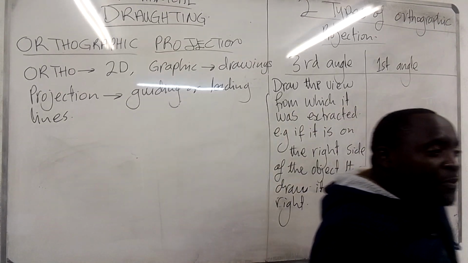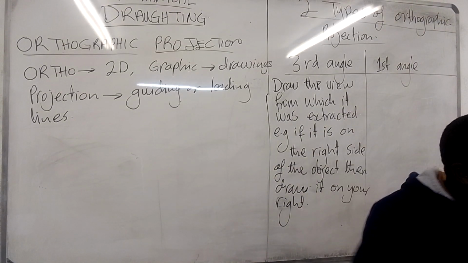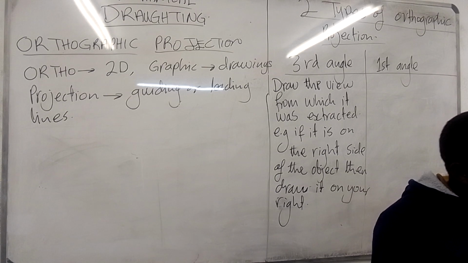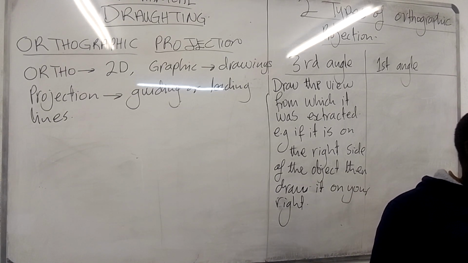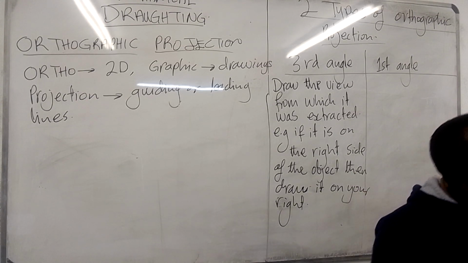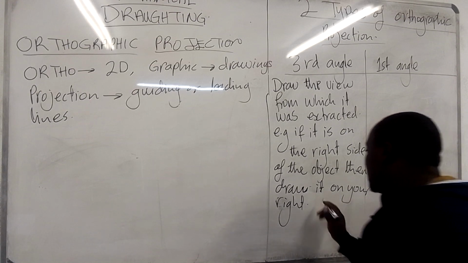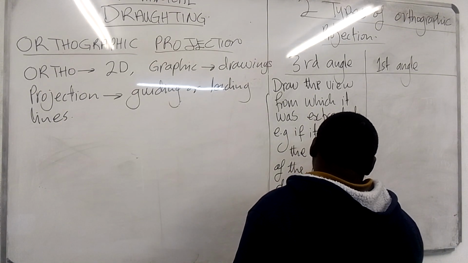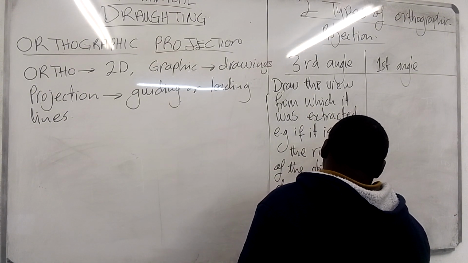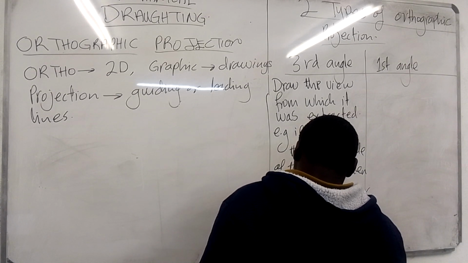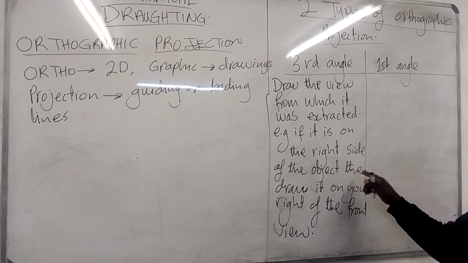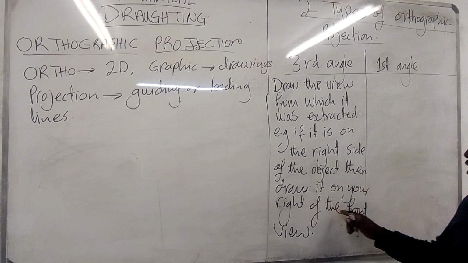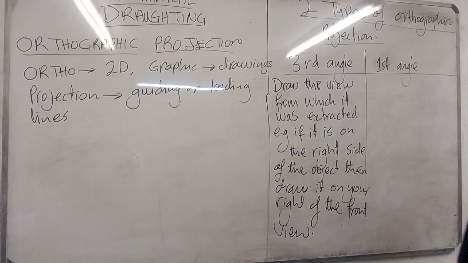So if the object, when you are looking at it, it is on the right hand side, that view you are looking at on the object, it's on the right hand side. Draw it on the right. Don't go and draw it on the left. No. Don't draw it on top. Draw it on the right of the front view. So, if it is on the right side of the object, then draw it on your right of the front view.